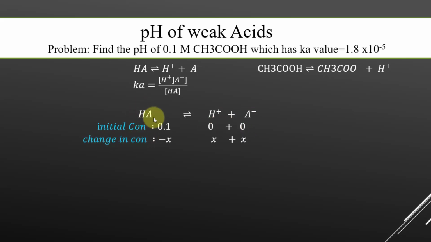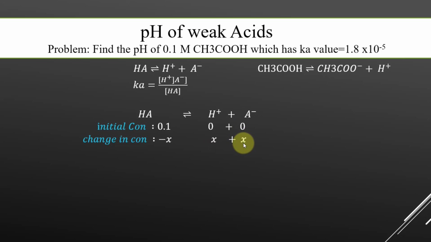Change in concentration. 1 mole of HA gives us 1 mole of H positive ion and 1 mole of A negative ion. This means that if we have X mole of HA, this would give us X mole of H positive ion and X mole of A negative ion. So we can write change in concentration. Since X mole of HA is dissociating, we can write minus X. Minus means the concentration of HA is decreasing. And for H positive ion, we can write X, and similarly for A negative ion, we can again represent it with X.